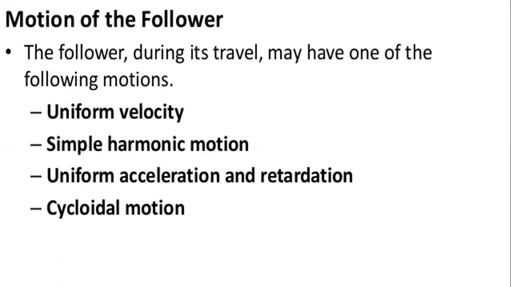The four types of follower movements with regard to the cam are: first, uniform velocity; second, simple harmonic motion; third, uniform acceleration and deceleration, that is retardation; and last, cycloidal motion. So these are the four types of motion of the followers.